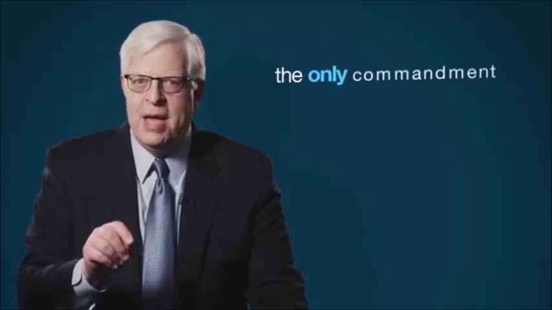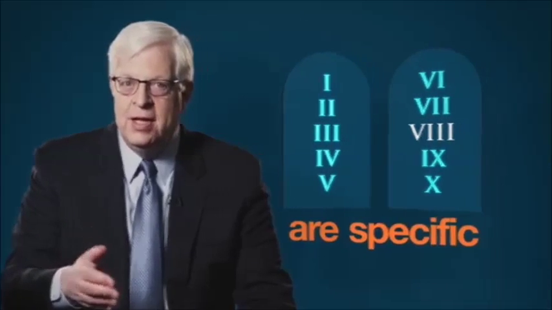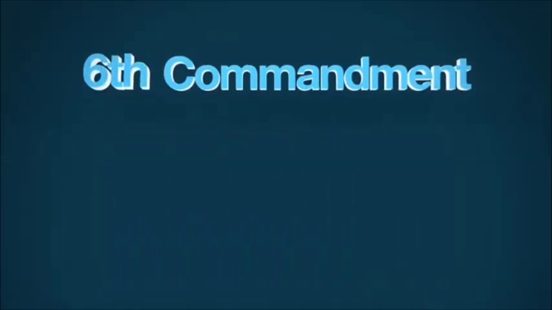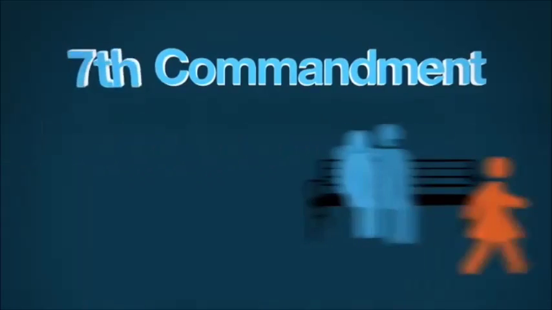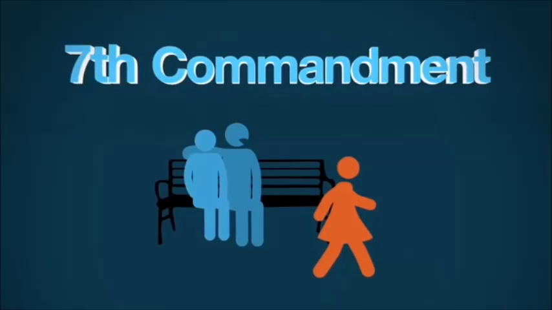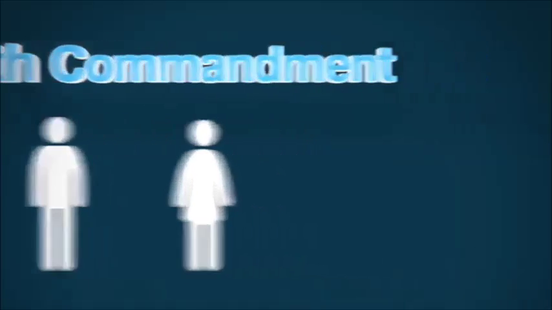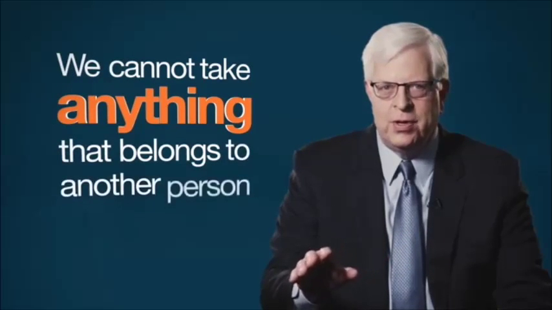This commandment is unique in another way. It is the only commandment that is completely open-ended. All the other commandments are specific. The fifth commandment, for example, states that it is our parents whom we should honor. The sixth commandment, prohibiting murder, is about taking the life of an innocent human being. The seventh commandment, prohibiting adultery, is also specific to a married person. Two unmarried people cannot commit adultery. But the commandment against stealing doesn't even hint at what it is we're forbidden to steal, which means that we cannot take anything that belongs to another person.